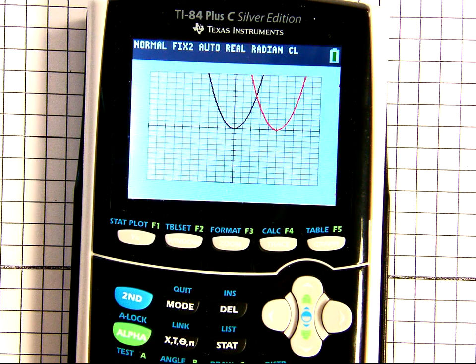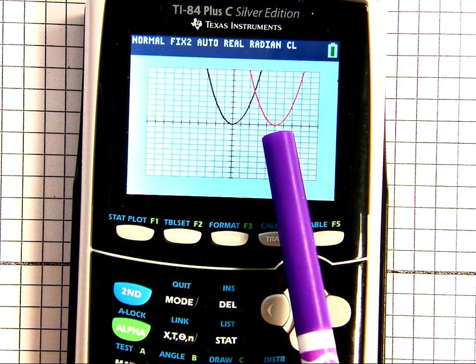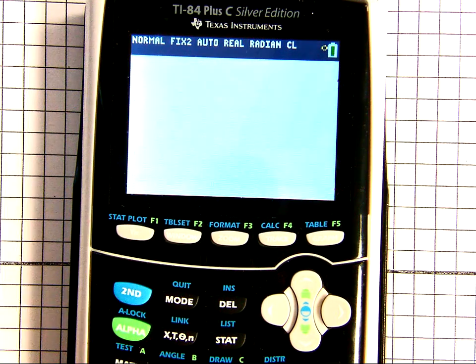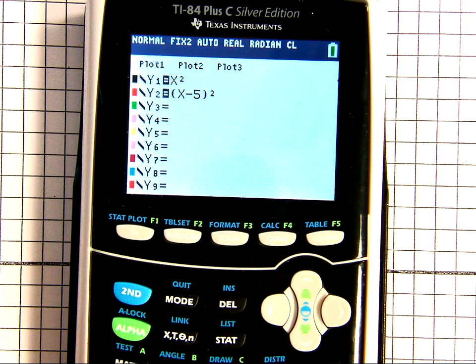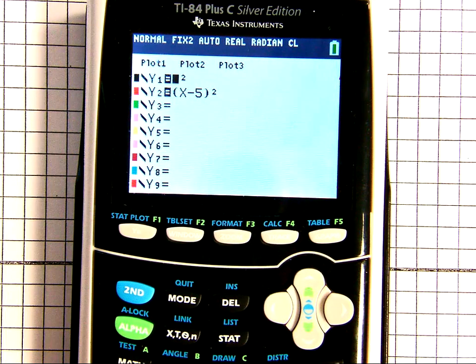So why does that shift to the right? Okay, yep. What mathematical concept does that have to do with? Yes, when you're finding the 0 of the function, if this parenthesis equals 0, x would have to be positive 5. So yeah, you're looking at the opposite of what it is. So that shifts that way, okay?